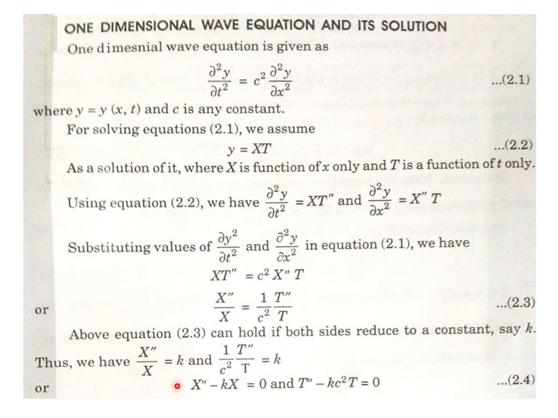If we simplify these two equations, finally two components of equation 2.4 are obtained in terms of two ordinary differential equations: X double dash minus kX equals 0, and T double dash minus k c square T equals 0 as the other component of equation 2.4. In the next slide we will discuss probable solutions of the two components of equation 2.4.